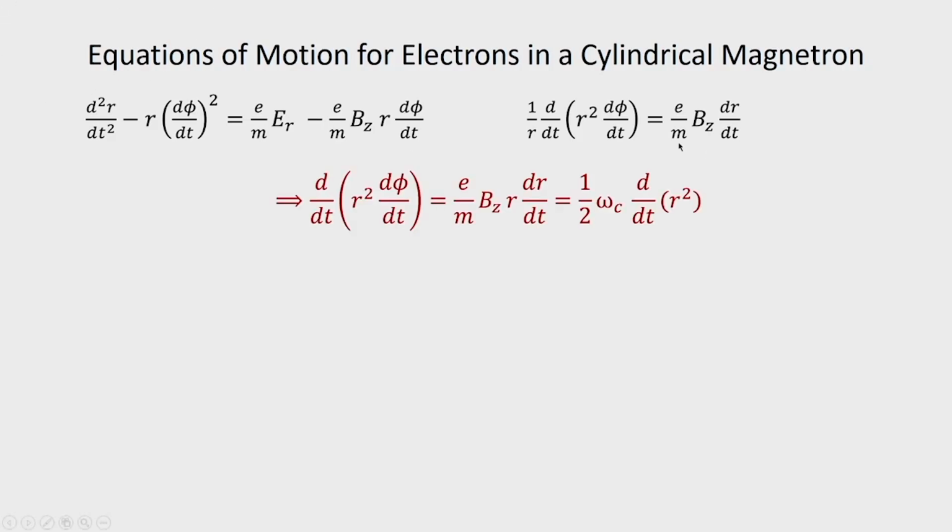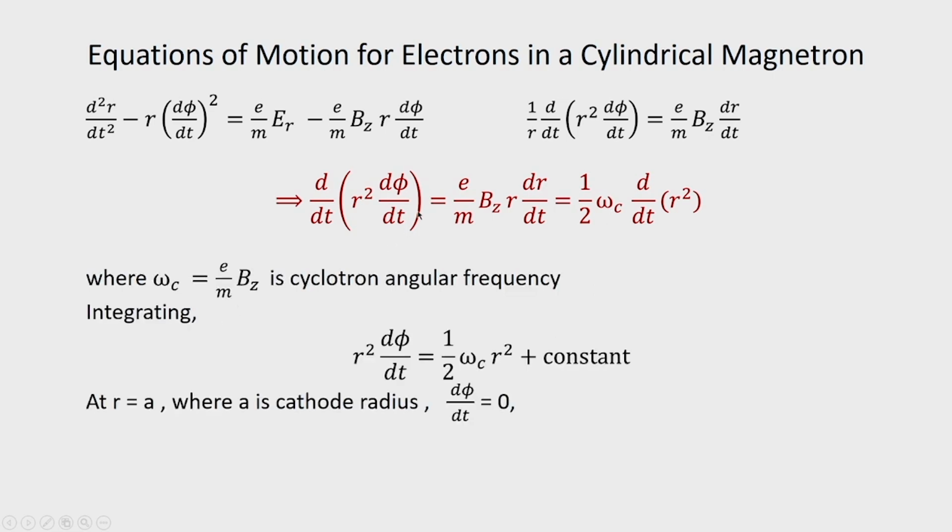So, from these two equations we can write d/dt of (r square d phi/dt) is equal to e by m B_z r dr/dt. Now, r dr/dt we can write as half d/dt of r square, and e B_z by m we can write as omega c, the cyclotron frequency. Integrating the above equation, we get r square d phi/dt is equal to half omega c r square plus some constant of integration.